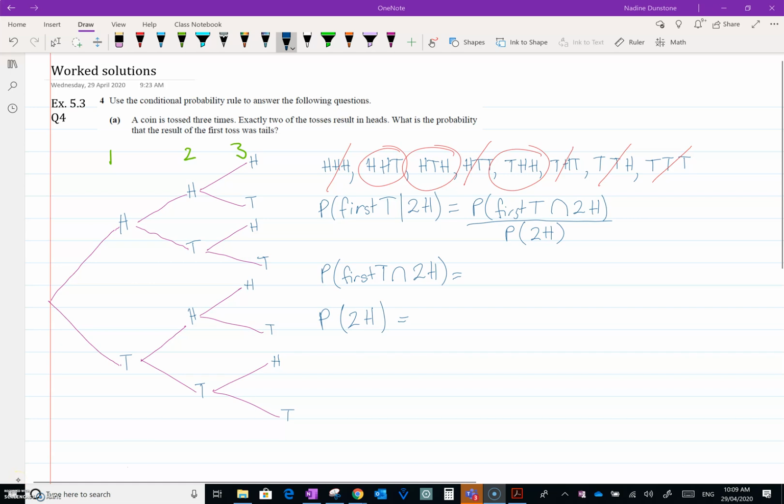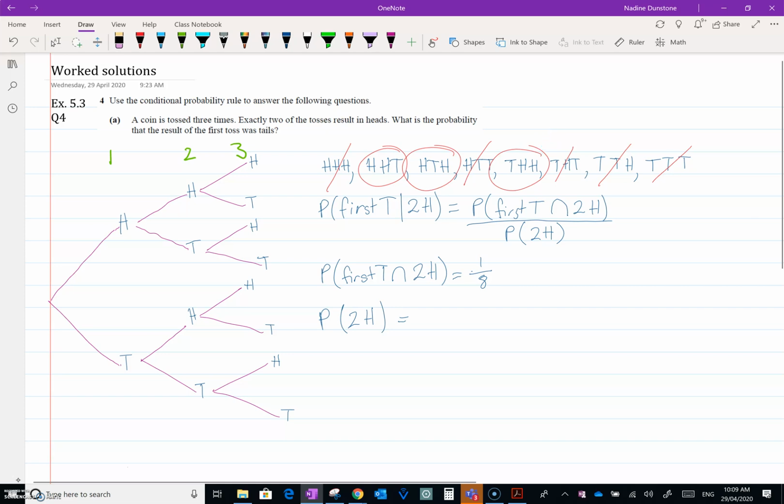So the first thing we need to find out is, what is the probability of the intersection that the first toss is a tail and that we have 2 heads? If we look at the universal set, there are 8 possibilities. The intersection of there being 2 heads and the first toss being a T is only 1 over 8 possibilities, because it's only this one here. That's the only one that has 2 heads and the first toss is a tail.